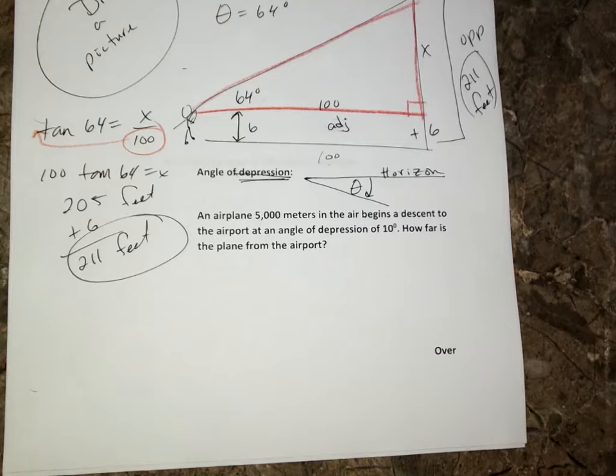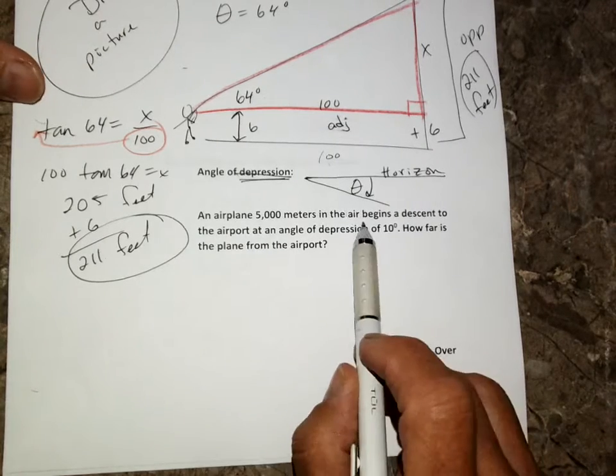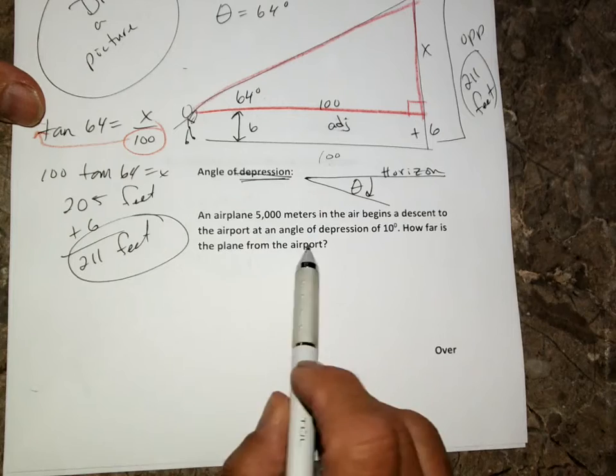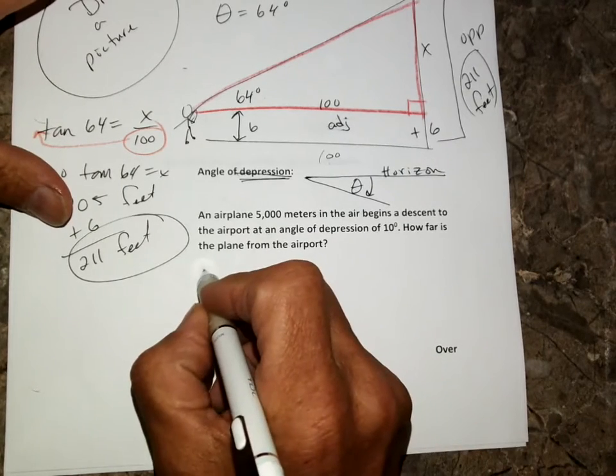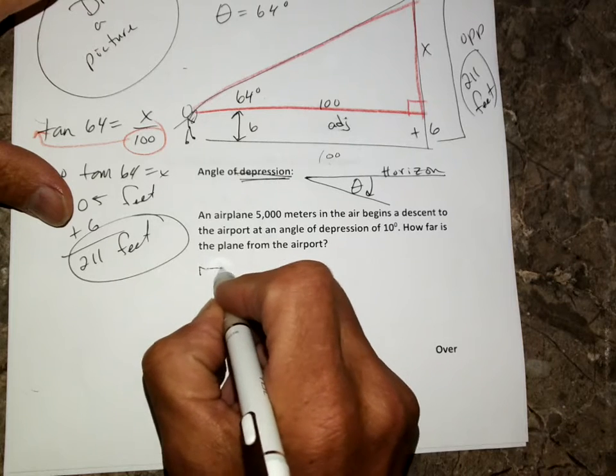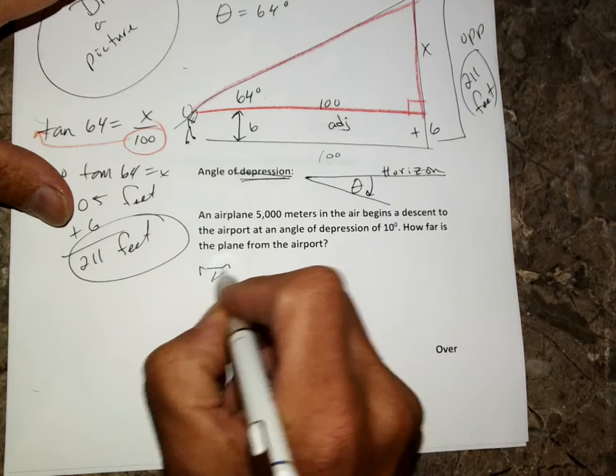So, example 2. An airplane flies at an altitude of 5,000 meters and begins to descend to the airport at an angle of depression of 10 degrees. How far is the plane from the airport? So let's draw a picture, okay? Remember, we need a right triangle. So here's my little airplane. Again, Mr. Davies is not much of an artist.